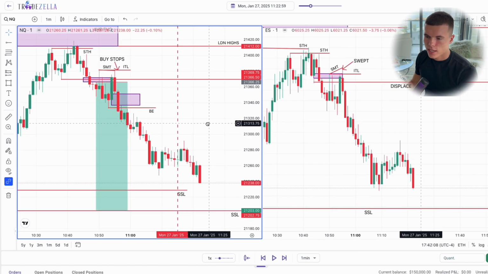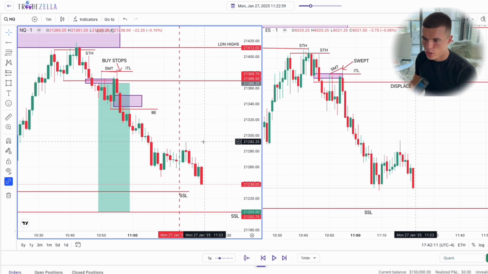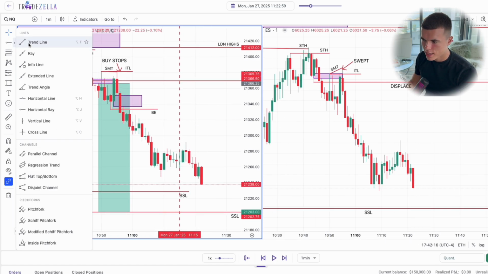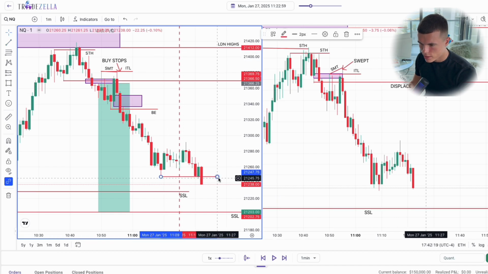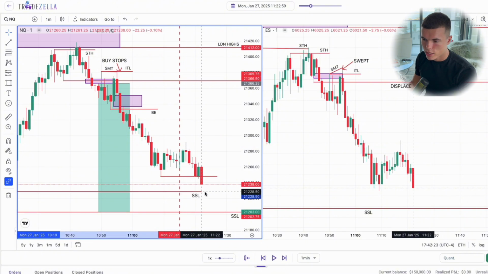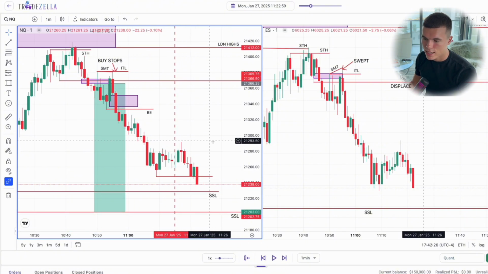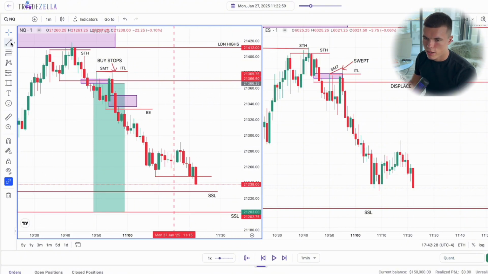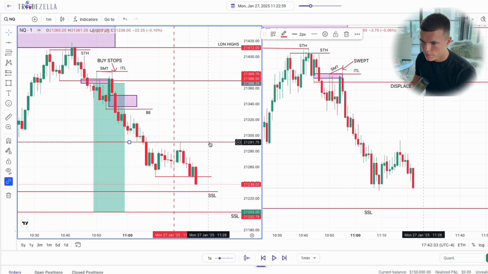Okay, so as you can see here, this is a point that I would actually trail my stops straight to 21,291. Price has now taken out this short-term low, and we're very close to this point of sell side. Therefore, I expect price to draw straight to this point of sell side immediately without returning back to this short-term high. So my stop is now going to be trailed at this previous short-term high. And there you have it.